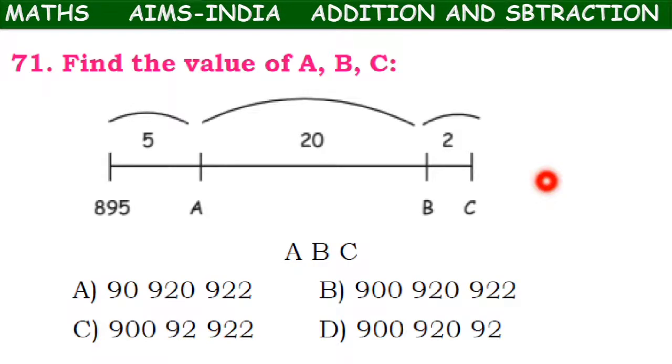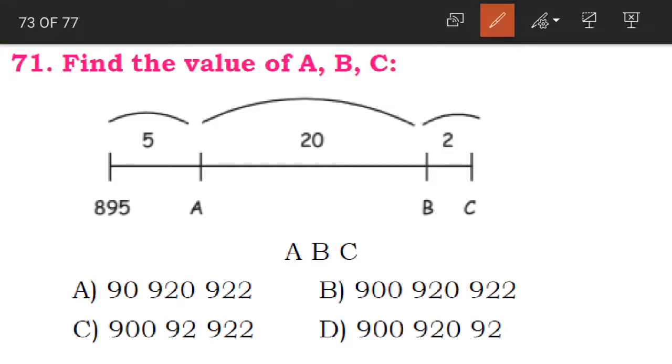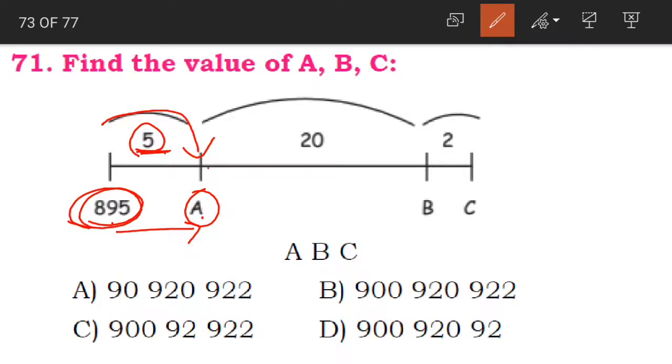Find the value of A, B and C. What should we find out? Value of A, B and C. Now what is the starting point here? 895. Yes, children, from 895 to the point A, what is the difference here? 5. So that means when we add 5 to 895, we will reach A. Now from A, when we add 20, we will reach B. Now from B, when we add 2, we will reach C.